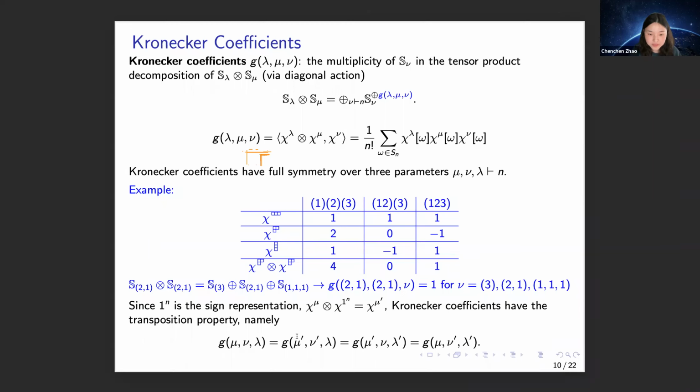Another thing to notice is that since 1 to the n is the sign representation, chi mu tensor chi 1 to the n will give us chi mu prime, where mu prime is just the conjugate partition, like we transpose it. So the Kronecker coefficients will have the transposition property: we can transpose any 2 of the 3 parameters, and it will give us the same Kronecker coefficient.